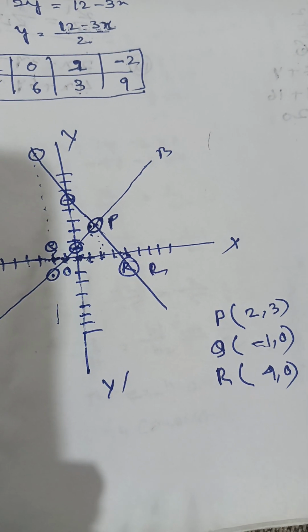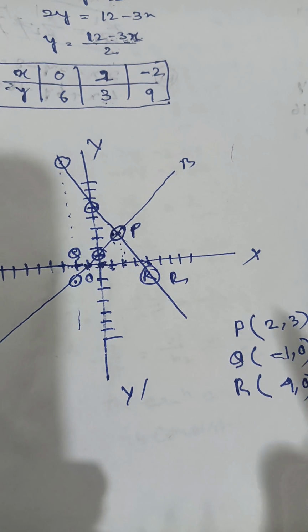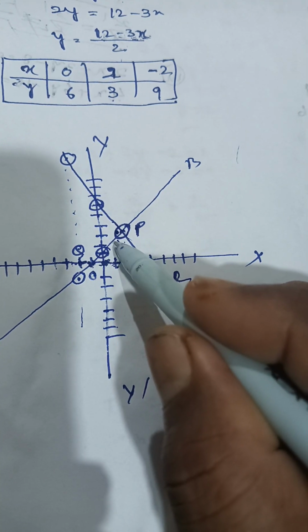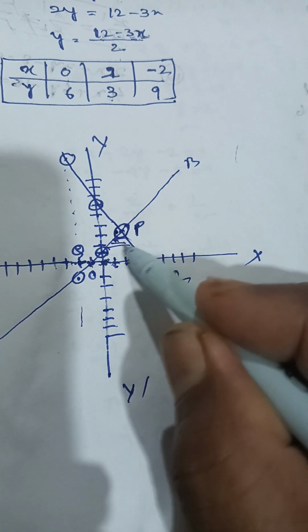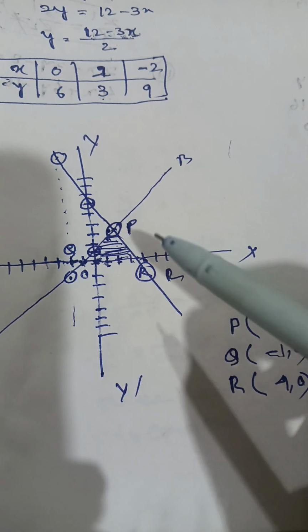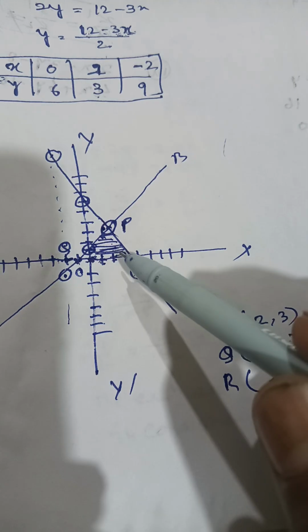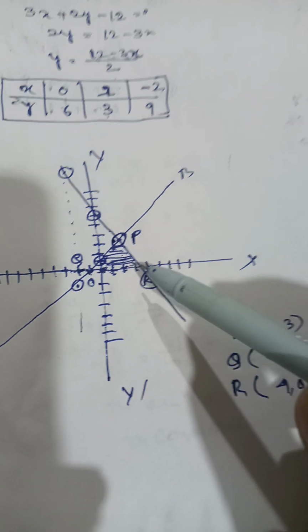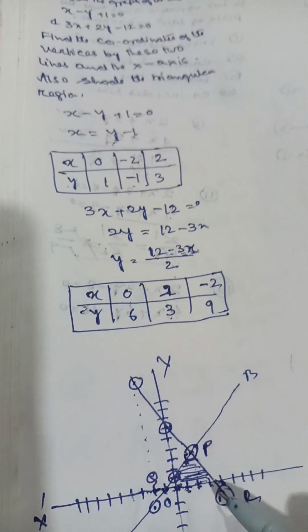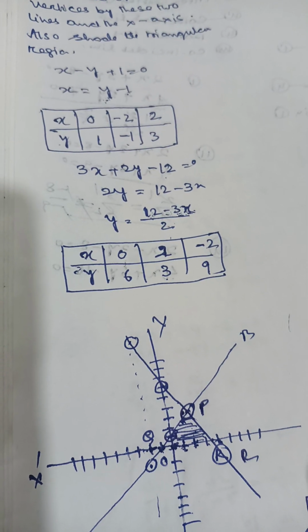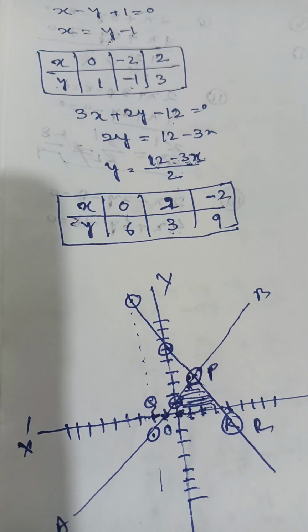Okay, so this is the total answer of the graph. But you are asked to shade the triangular region. So this is the triangular region. You shade this part like this. Okay. So always use a pencil and scale to get a clear diagram. So this is the total answer of this question. I hope you can understand. If you don't understand, please give me a suggestion on what type of problem you are facing.